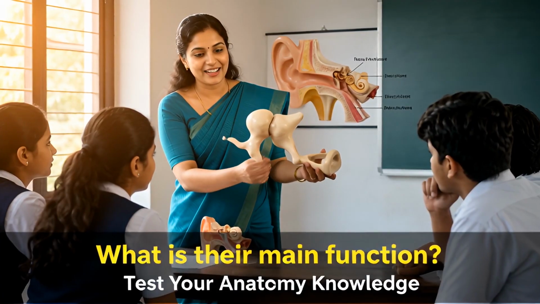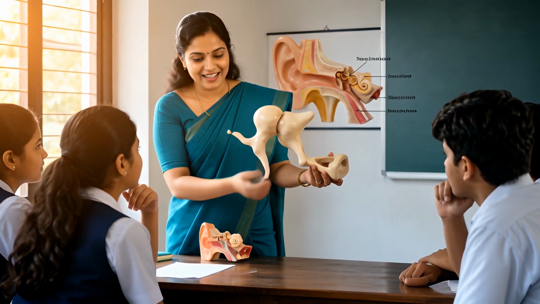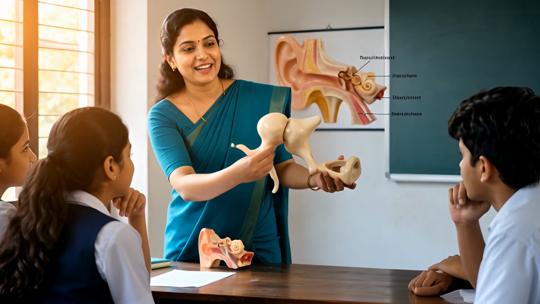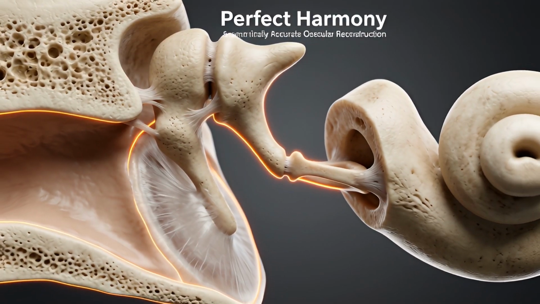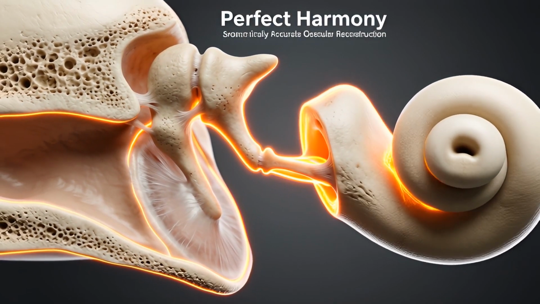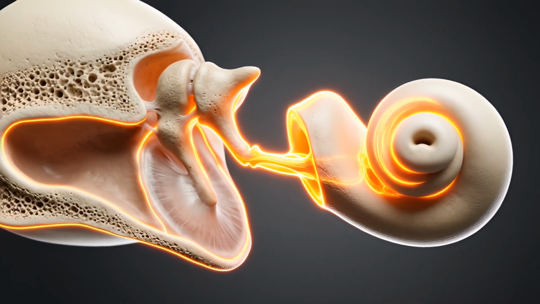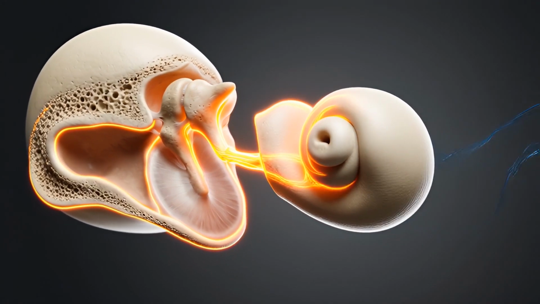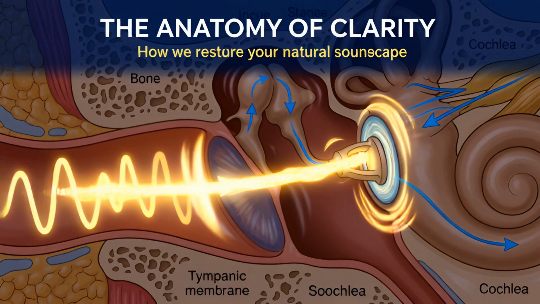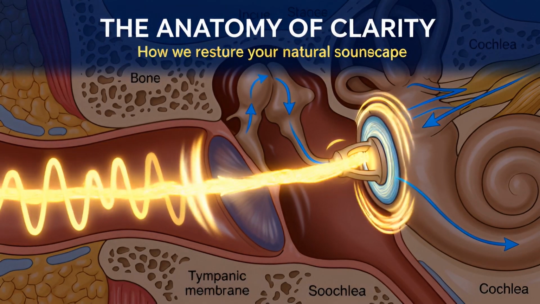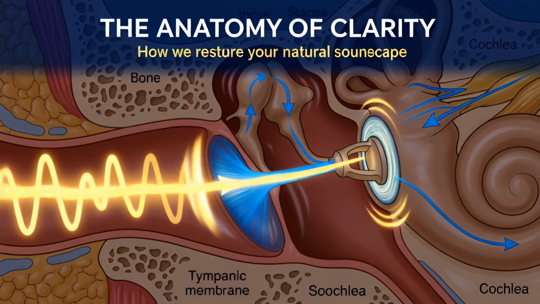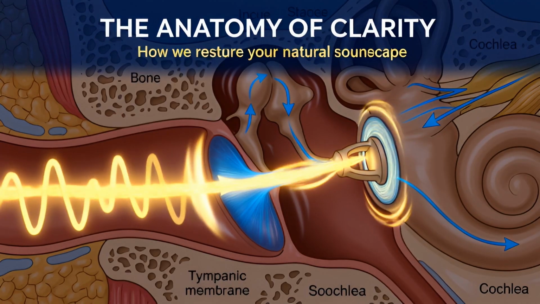Second question, what are the auditory ossicles? What is their main function? Answer, malleus, incus, and stapes are the 3 auditory ossicles. They transmit the vibrations produced in the tympanum from one bone to another. Through the stapes, the vibrations reach the oval window and are then transmitted to the inner ear.